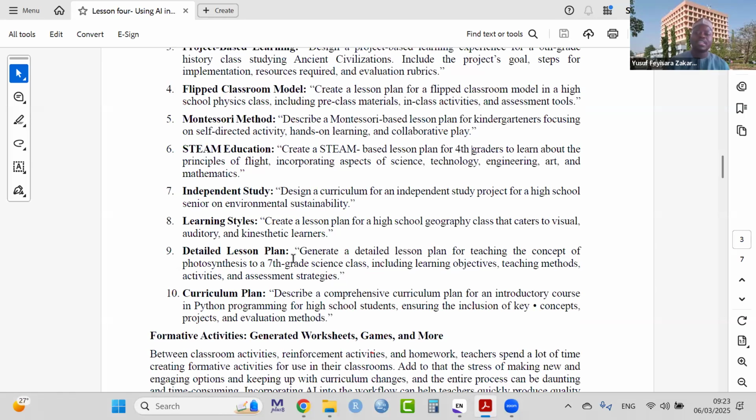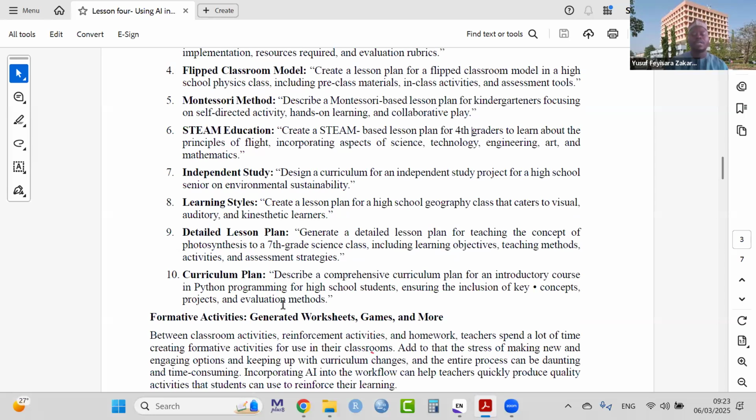If you want it to even generate the lesson notes, including the lesson plan, it can do that for you. Then the curriculum plan. So you can run this prompt at your leisure time to see what kind of output and try to evaluate the output. Very important. So these are some of the ways through which you can generate your lesson plan.